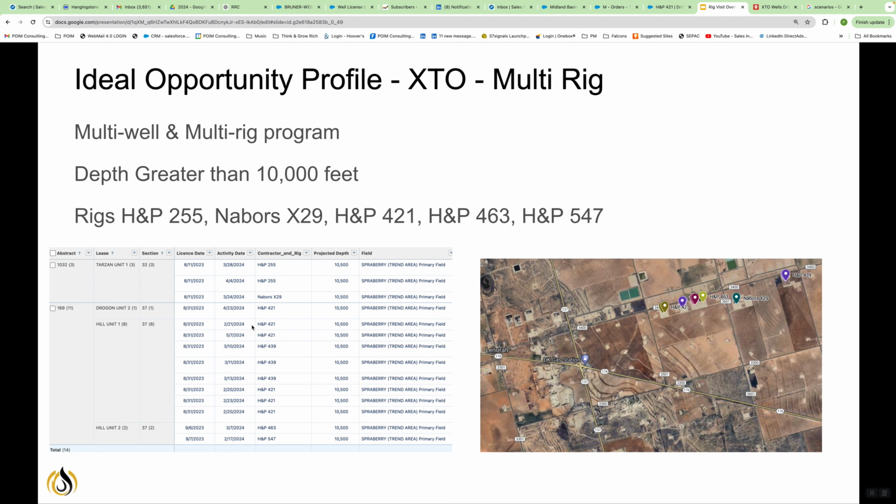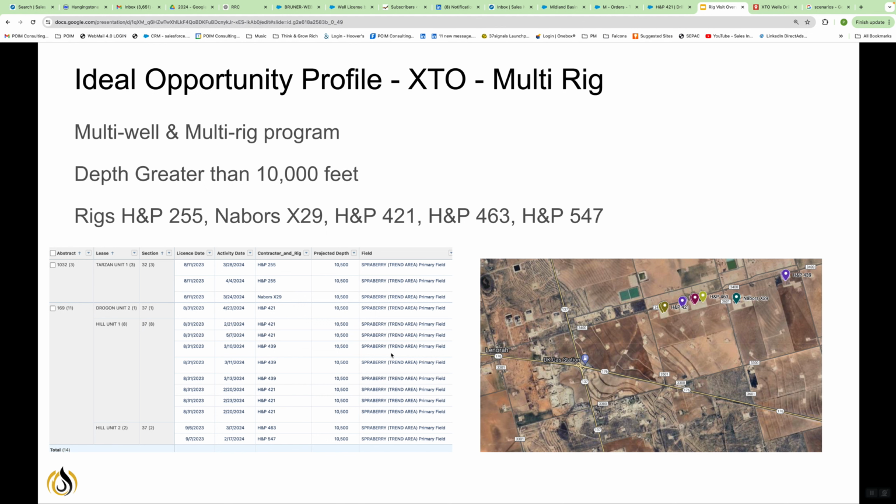Then here are the rigs. Taking a look at it does correspond to what your revenue is. So what are we analyzing? We're analyzing a cluster of rigs over multiple pads, drilling multiple wells, relatively deep projected depths, and all going into one primary field. So that's the summary of the ideal customer profile.